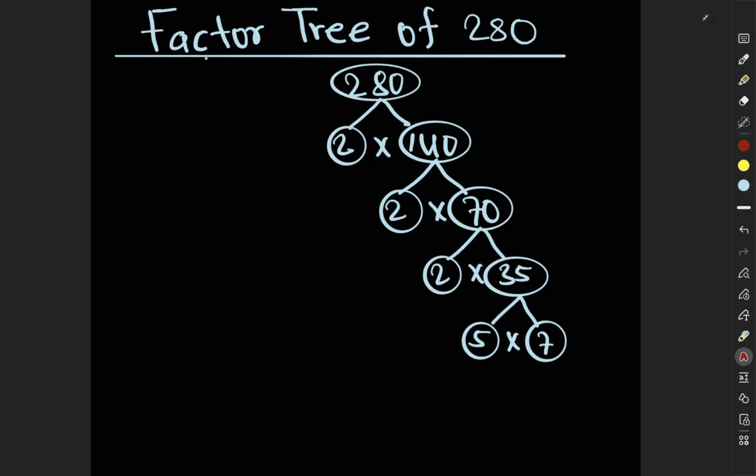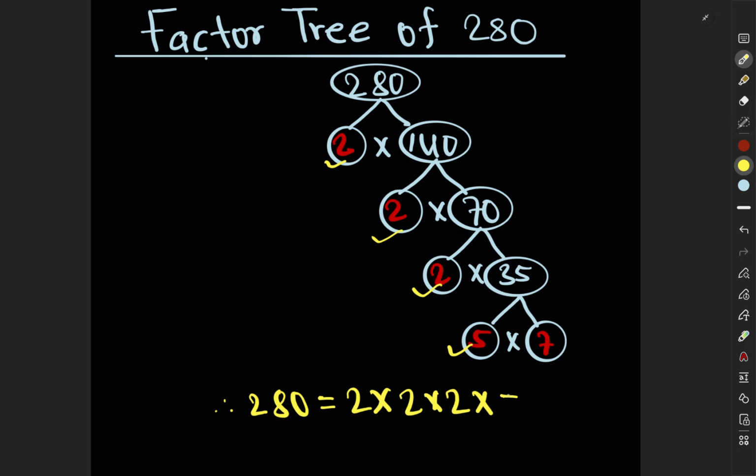So now we select the prime numbers in all these numbers. So the prime numbers are 2, 2, 2, 5 and 7. So we can write 280 as the product of all these prime numbers, that is 2 times 2 times 2 times 5 times 7.